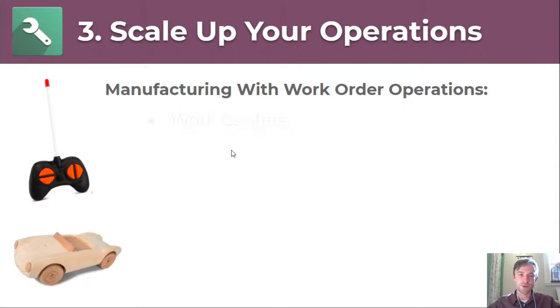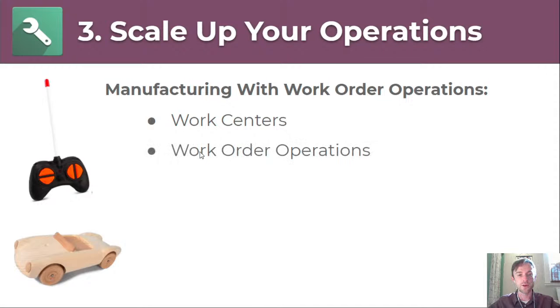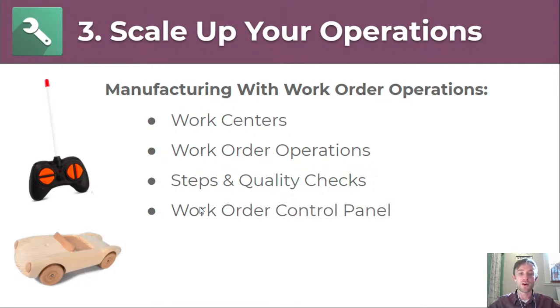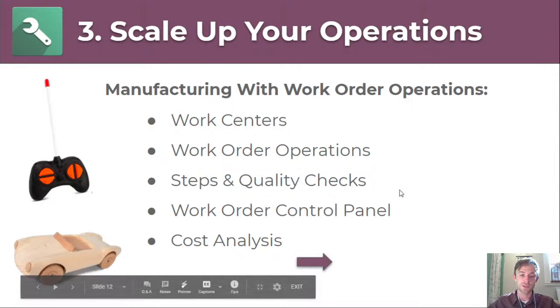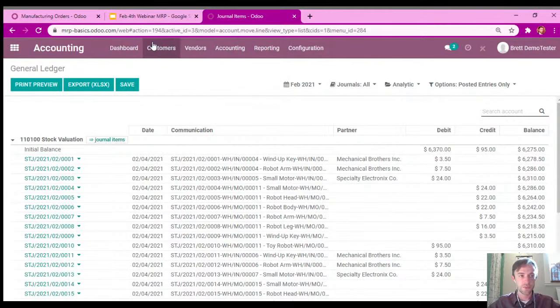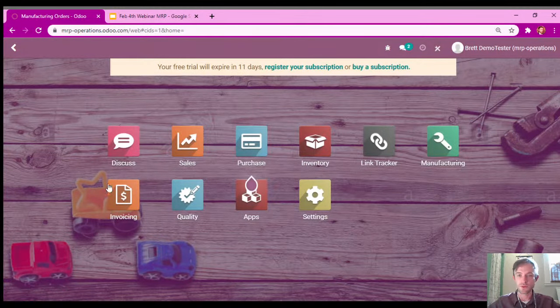So we're still sticking with the toy manufacturing motif, but we're going to highlight some other kinds of stuff. I'm going to start with talking about work centers. We're going to talk about how to set up work order operations and integrate that into the manufacturing process. I will run through the different kinds of steps and quality checks you can do along the way, all using the control panel, as we call it. And at the end, I'll also highlight the cost analysis pop-up. So let's go ahead and jump over. I know there's a lot of jumping back and forth, so I hope it's not too horribly confusing.